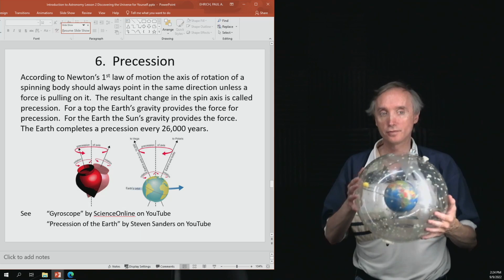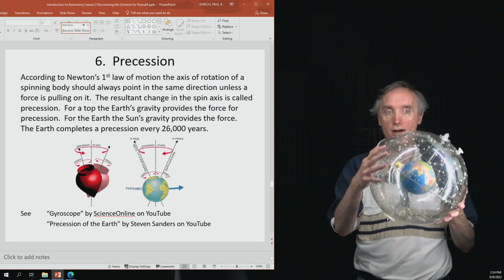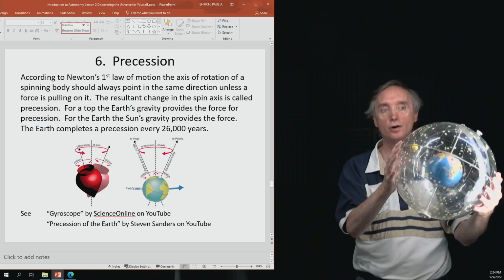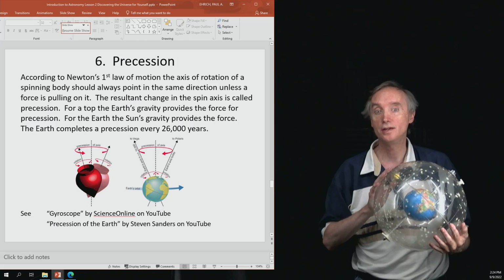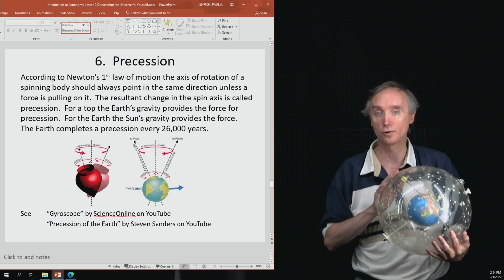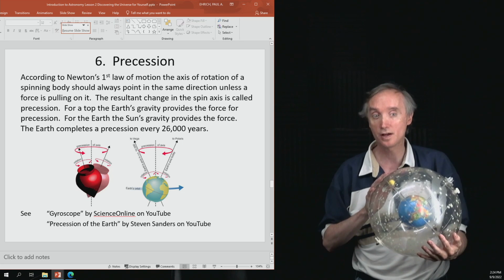Now the Earth, it also is spinning once every 24 hours and is also precessing, and because it's being subject to a force, the force of gravity of the sun.